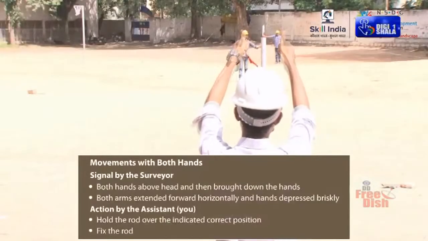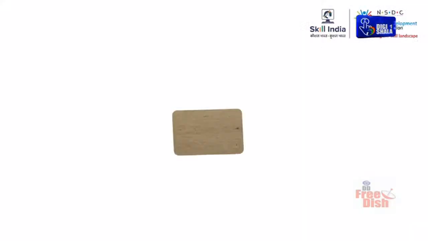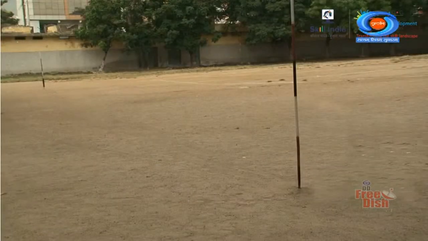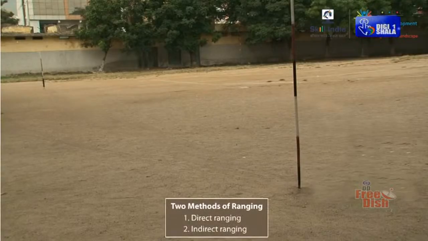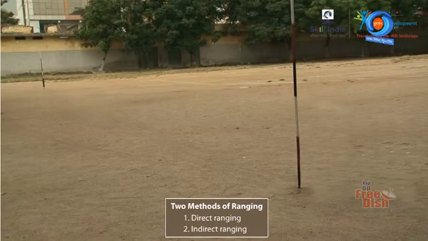Now, observe these movements with both hands. Now that you have a fair idea of the code of signals for ranging, let's learn about the 2 methods of ranging, that is, direct ranging and indirect ranging.